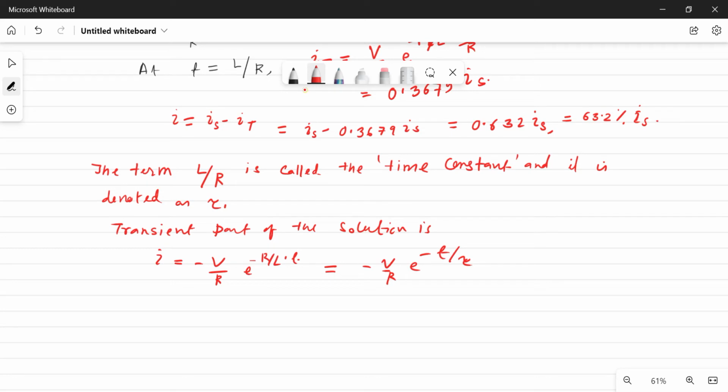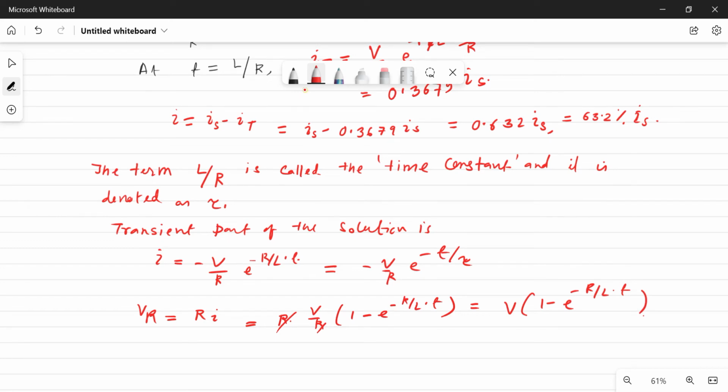The voltage across the resistor, VR, is equal to R times I. I means V by R into 1 minus e to the power minus R by L into T. So R cancels. This is equal to V into 1 minus e to the power minus R by L into T. So this is the expression of VR.